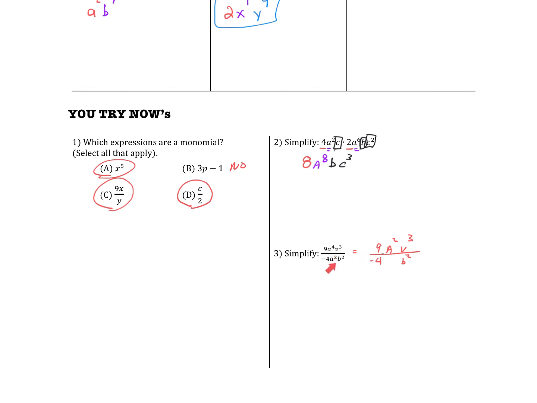V as in Victor, there's no V there, so there's no one to cancel it out with. B as in boy in the bottom, B squared stays there, no one there to cancel them out.